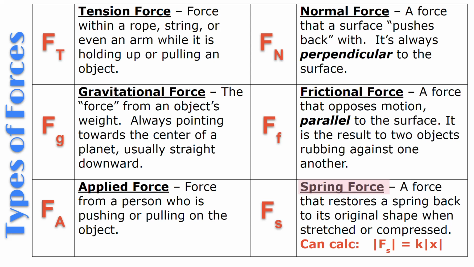You can calculate the spring force with the equation up there. The absolute value of the spring force equals the spring constant multiplied by the absolute value of the displacement of the spring. So it's F sub S equals k times x. Again, you'll notice it's giving you the magnitude of it with that equation.